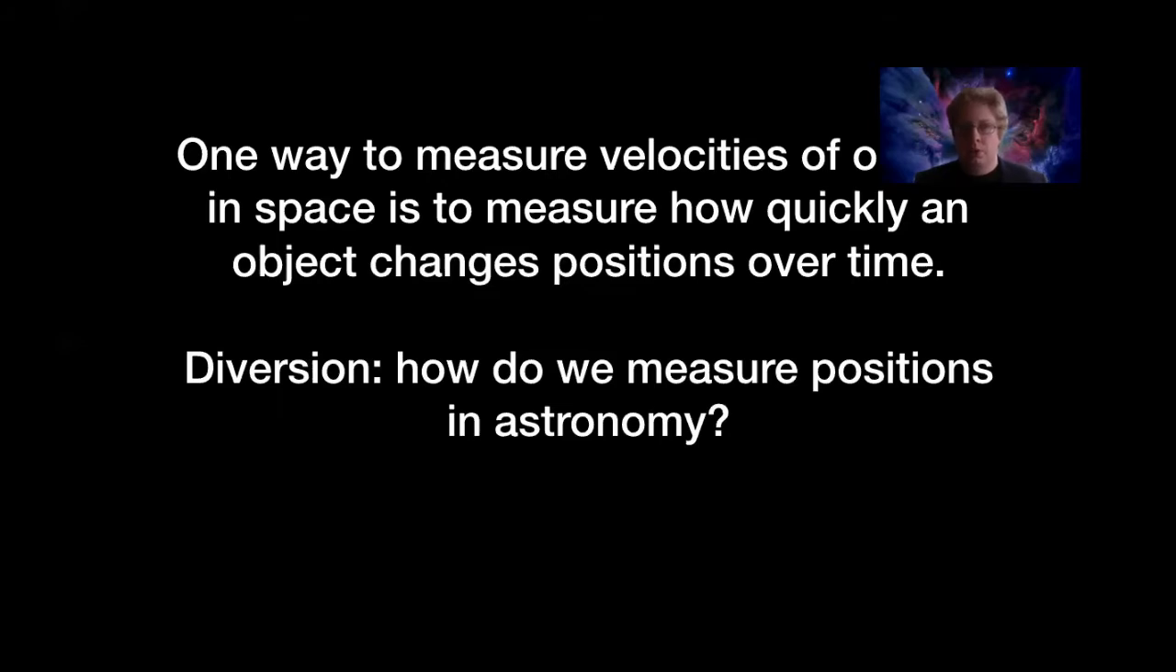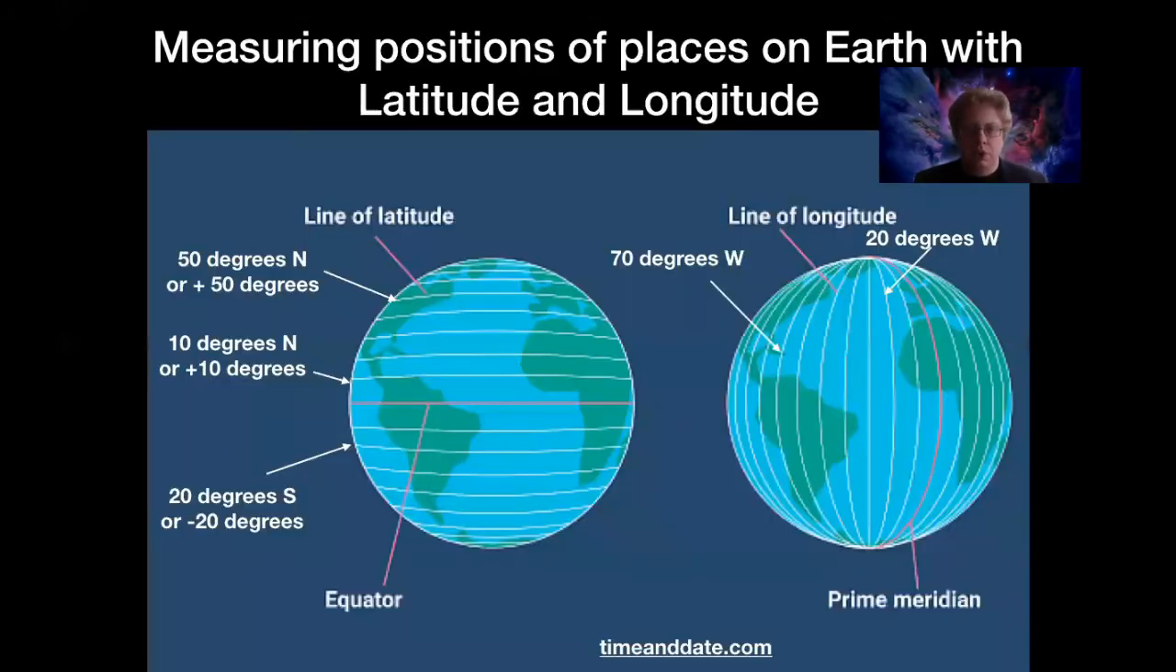So if we want to do this for astronomical objects, one of the things we need to be able to do is measure positions in astronomy. So I'm going to do a quick diversion and explain how we do that. And it's very similar to how we measure positions and places on the Earth.